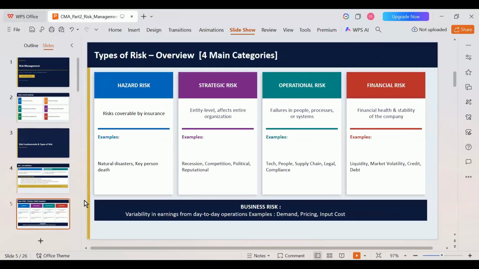So first up, hazard risk. So what is this hazard risk? In an organization, there are some risks for which you can buy some insurance coverage. For example, losses caused by natural disasters, the death of a key person in a company, and other risks like fire accidents, for that you can insure yourself. So that type of risk is a hazard risk. How do you define it? These are the risks that are coverable by insurance.